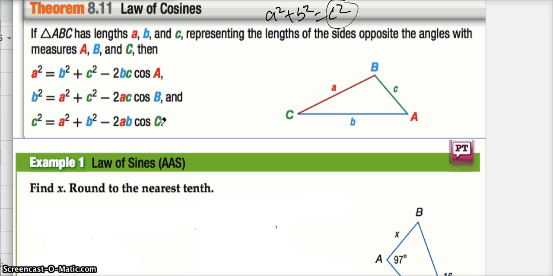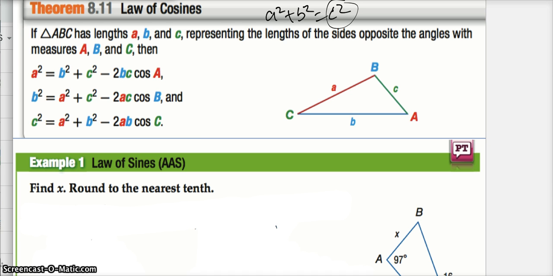So look, here's C and here's C. C squared is equal to A squared plus B squared. Looks like the Pythagorean theorem, but it's not, because we're not dealing with a right triangle. We've got to subtract some away. How much? Minus 2 times A times B times the cosine of C. Notice that AB and AB are here, and we've got the C's on the outside. Are you guys with me?